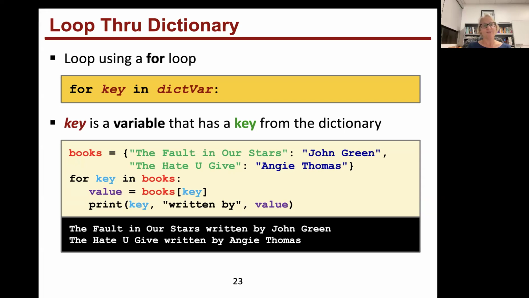So then when we run this, as we loop through the for loop, the first time through, my key is The Fault in Our Stars. And then the value is going to be John Green. The second time through, it's The Hate You Give. And the value is going to be Angie Thomas. And that's what it will write.